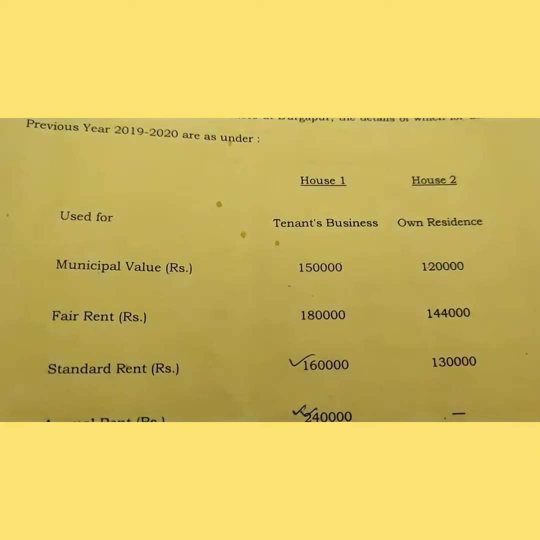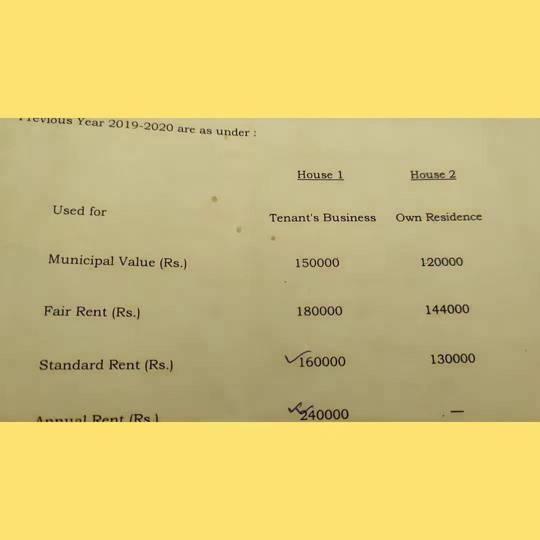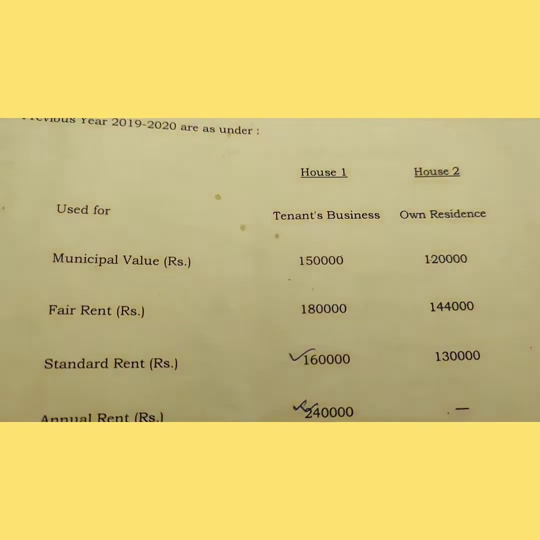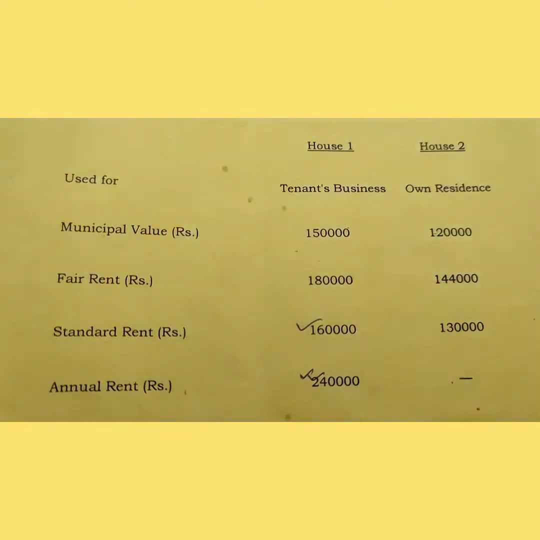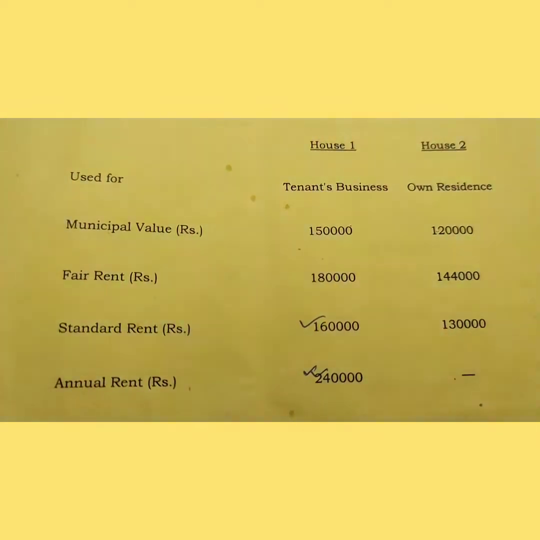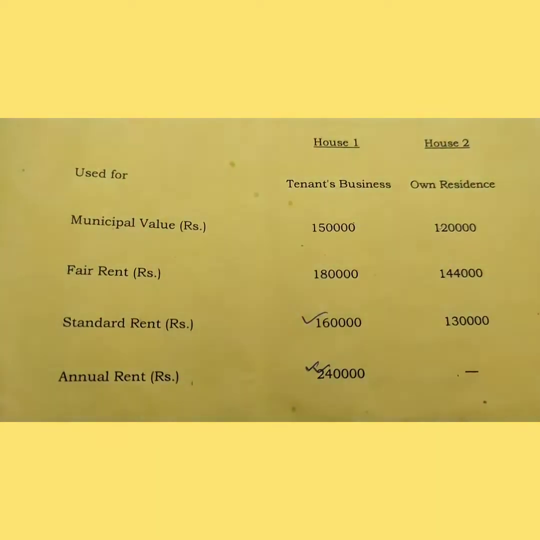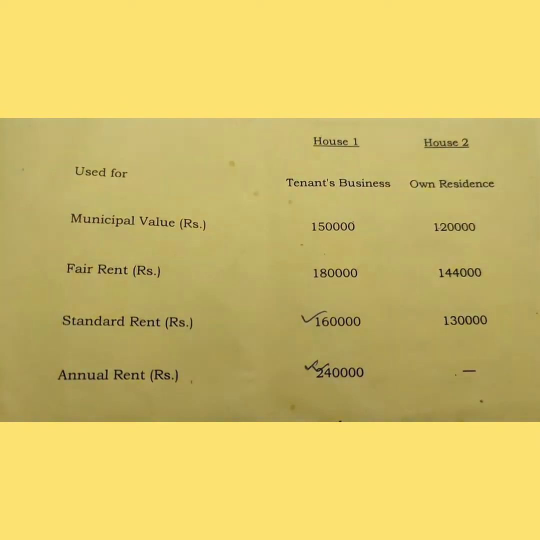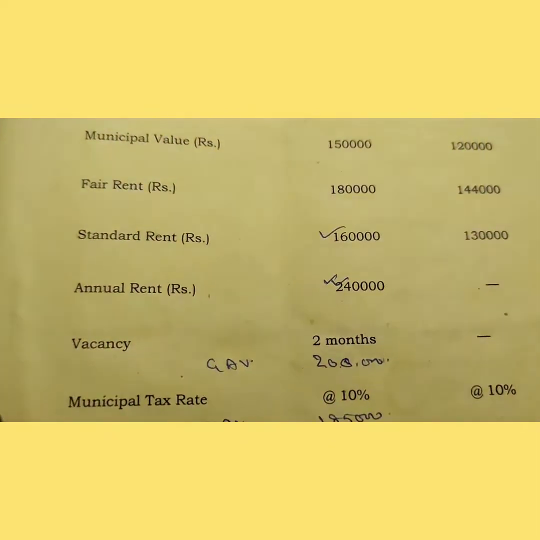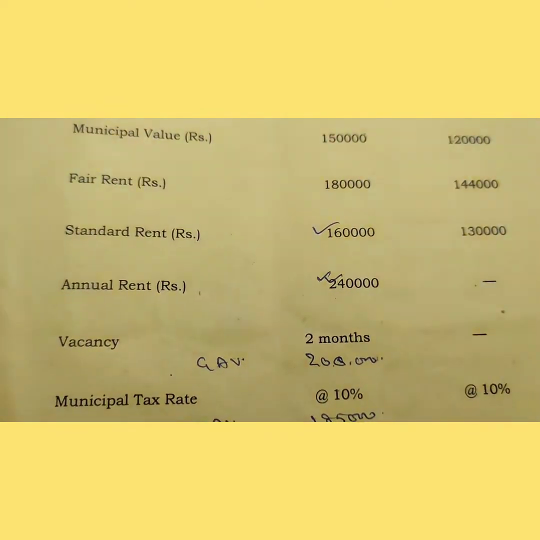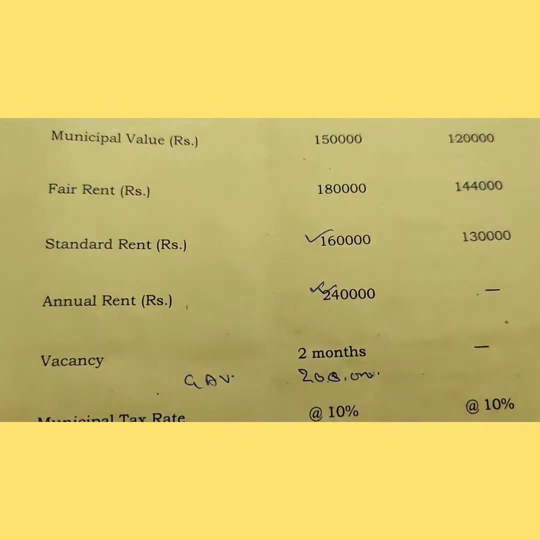House 1, that is used for tenant's business, means that house is let out and the tenant is using that house for his business purpose. Municipal value of both the houses is given: 1,50,000 for house 1 and 1,20,000 for house 2. Fair rent is 1,80,000 and 1,44,000 for the two houses. Standard rent for house 1, the house used for tenant's business, is rupees 1,60,000, and for house 2 is 1,30,000. Annual rent, that means 12 months rent, for house 1 is 2,40,000. House 2 has no annual rent because the house is used for self-residence.